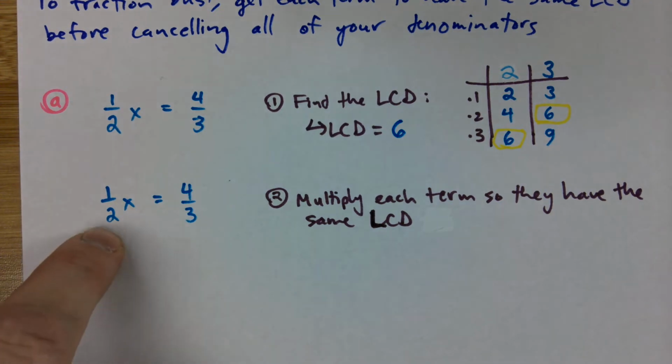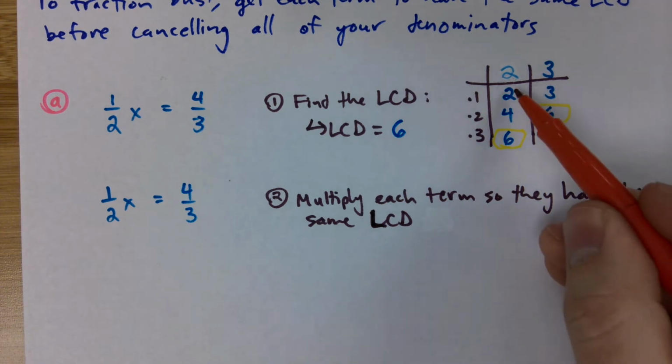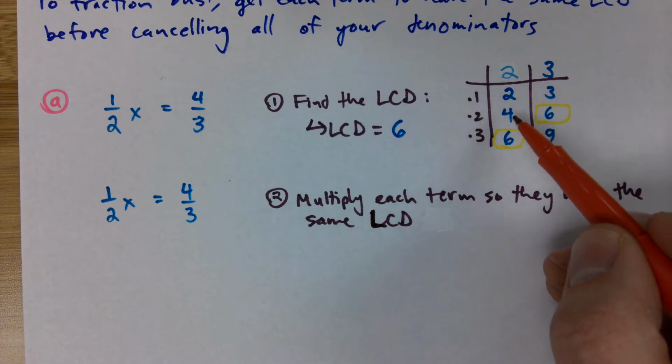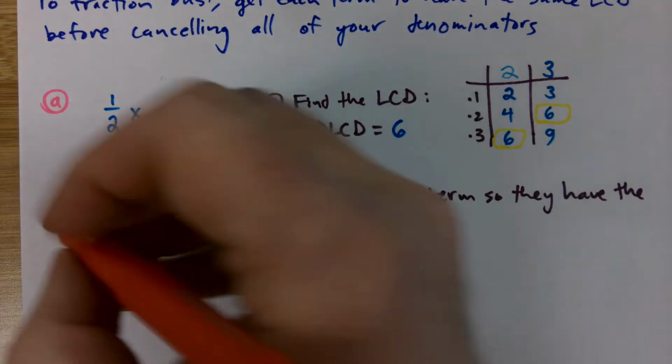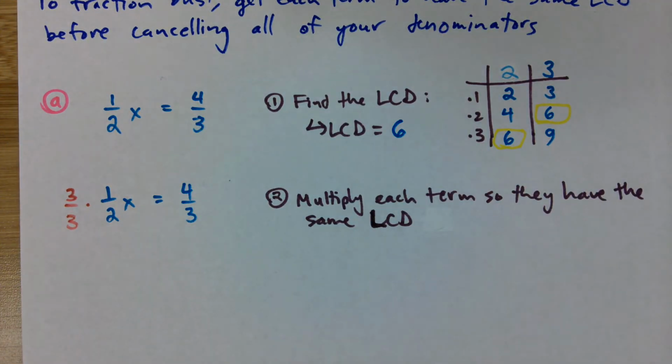What are we going to multiply 1/2 by if we want a 6 on the bottom? 3 over 3. If you don't know how we got that, take a look. We go to the 2 column, because we're talking about the denominator of 2. We look down, we find 6. We look over, hey, times 3. So we're going to take 1/2 and multiply it by 3 over 3. Again, if we multiply that term by 1, or 3 over 3, we're not changing anything about that term.